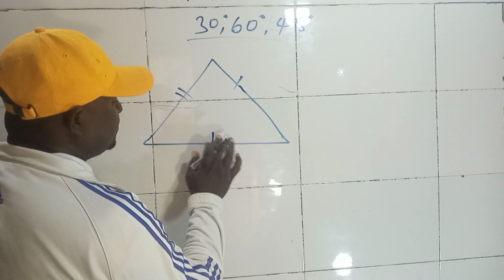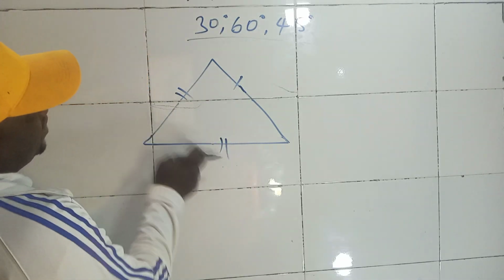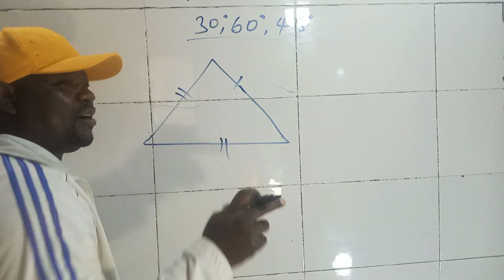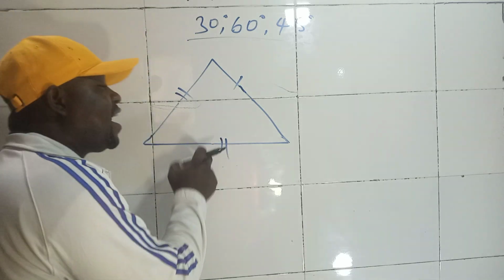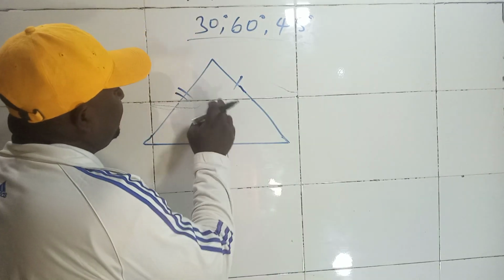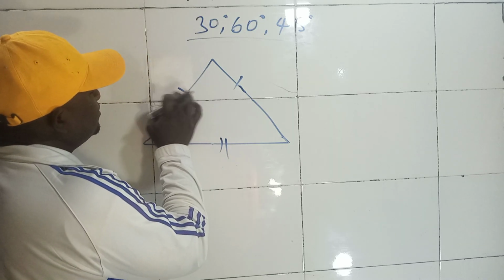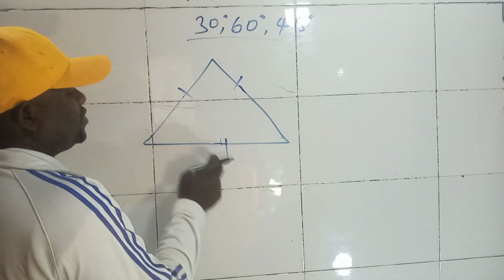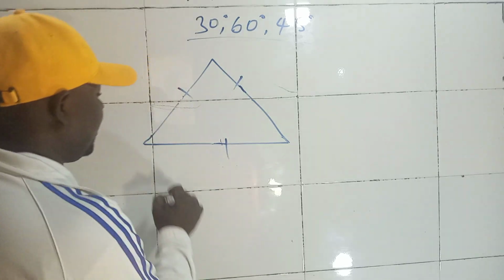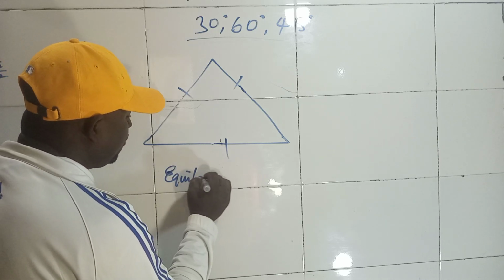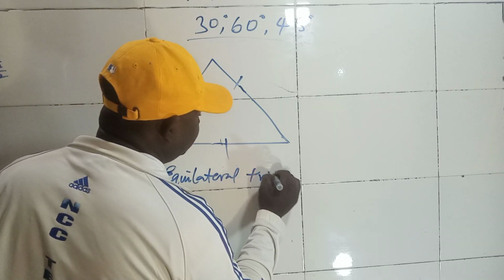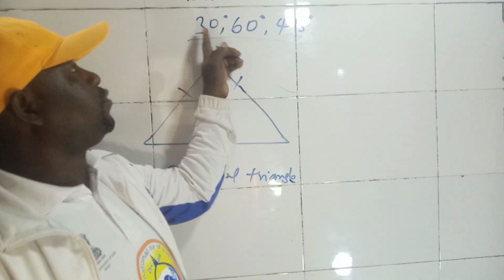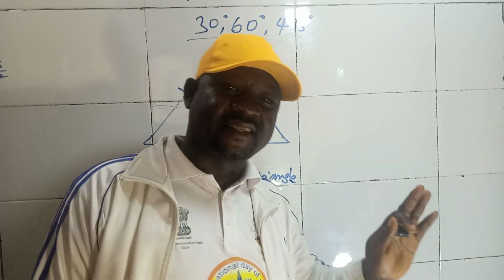But if I change this to this, you can see these two sides are equal. I've changed from scalene to isosceles triangle. Isosceles triangle means what? Two sides are equal. Then if I now clean this, like this, what do I call this? The signs are what? The same. So this is what? An equilateral triangle. So we use the equilateral triangle to derive angle 30 degrees and angle 60 degrees.